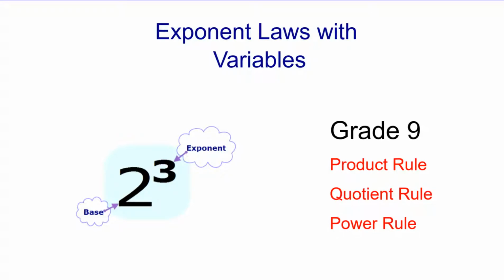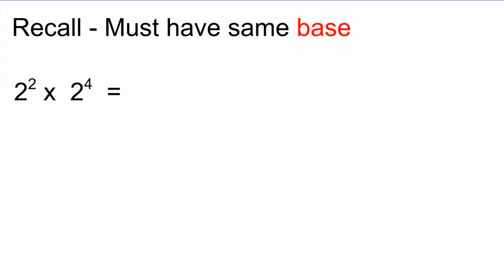In this video, we're going to be looking at exponent laws again, except this time we're going to be dealing with variables such as x and y. And we're going to be covering the same rules as last time, the product rule, quotient rule, and power rule. Just to recall from last time, when doing these types of problems, the most important thing is that the same base for each number is there, or else the rules will not work. This will become very important when the variables come in.